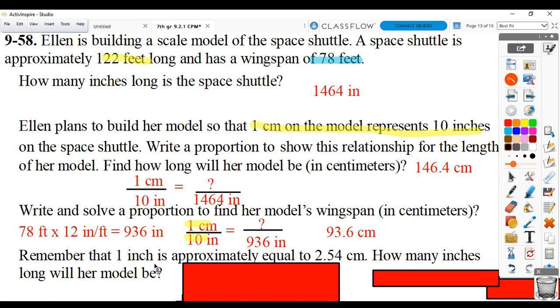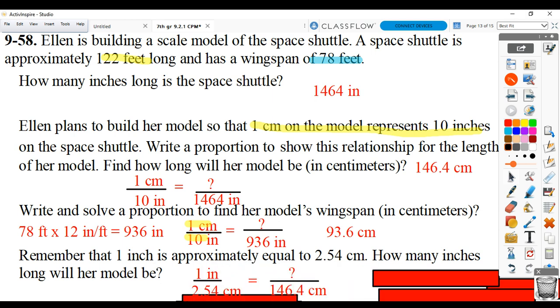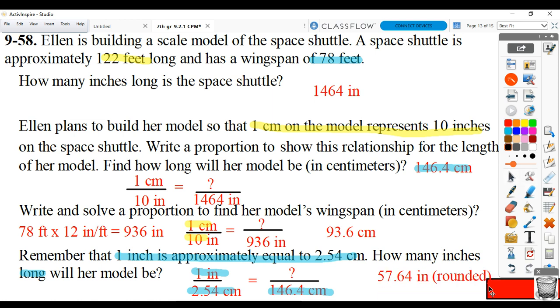And then they want you to remember that 1 inch is approximately 2.54 centimeters. So how many inches long would her model be? So again, this can also be set up and solved as a proportion. This would be our ratio. 1 inch is equivalent to 2.54 centimeters. We're talking about the length. And we found the length of the model to be 146 and 4/10 centimeters. Centimeters across from centimeters. Inches is what we're looking for. And you end up getting, if you round it, 57 and 64 hundredths inches.